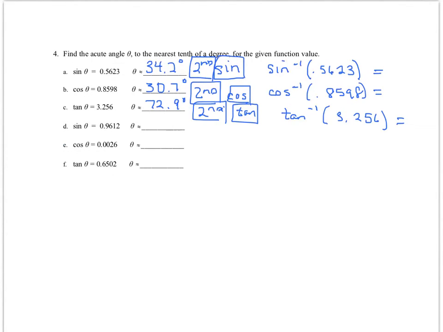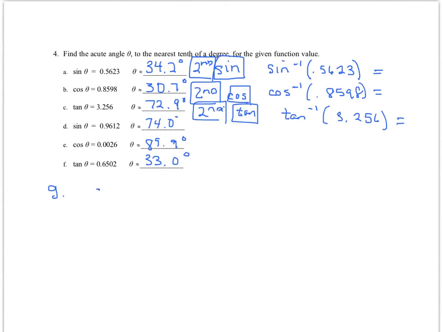Now the next three are quite easy, similar to before. Let me pop them in, and I'm just going to write the results, and you can check yourself. So 74.0 degrees, 89.9 degrees, and 33.0 degrees. Okay, I'm going to do one extra. I'm going to call it G, and it's not on your paper.